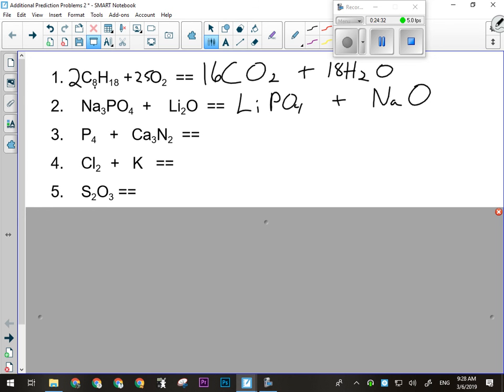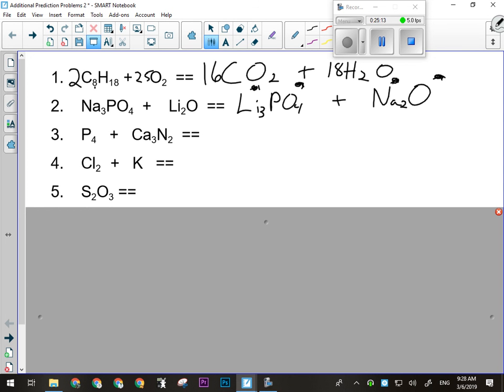What do I have to do with both of those compounds? Jeremy, what do I have to do with those? Swap and drop them, exactly. So lithium is a +1 and phosphate's a minus 3. Sorry, minus 3. I always forget that one. So when I drop and swap, I'm going to get Li3PO4. Then I have to do the same thing with sodium oxide. This is a +1. This is a -2. So we got Na2O.